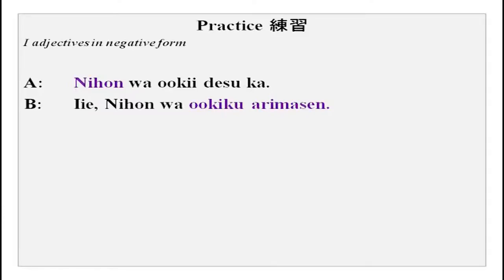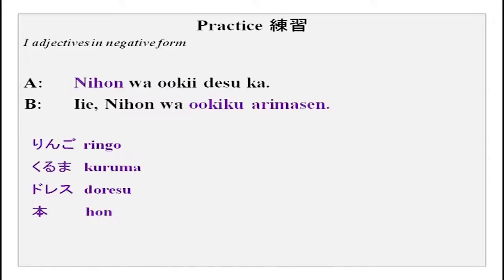We have the conversation over here. You can practice it. Nihon wa ooki desu ka? Iie, Nihon wa ookiku arimasen. Now, you can replace Nihon with any of these nouns over here. Ringo, kuruma, doresu. Doresu is dress. And hon or any other noun that you want to, and replace this I adjective with any I adjective that you want, but it should be used properly.